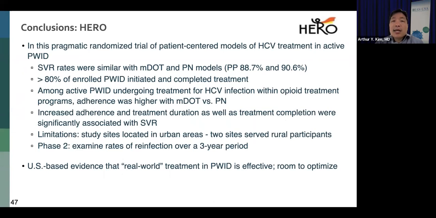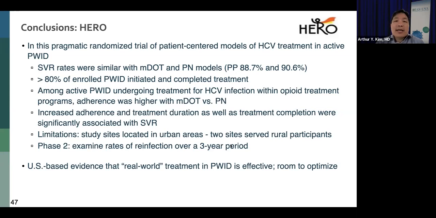Now, there really were no discernible differences between the two different models. So having some level of either patient navigation or some sort of observed therapy route, you'd argue, well, why not do both? That's just the way the trial was designed. You can say that over 80% of enrolled patients initiated and completed, and of those, many were cured. Many didn't actually come back for their measurements, and so that's one reason why we don't know their SVRs.